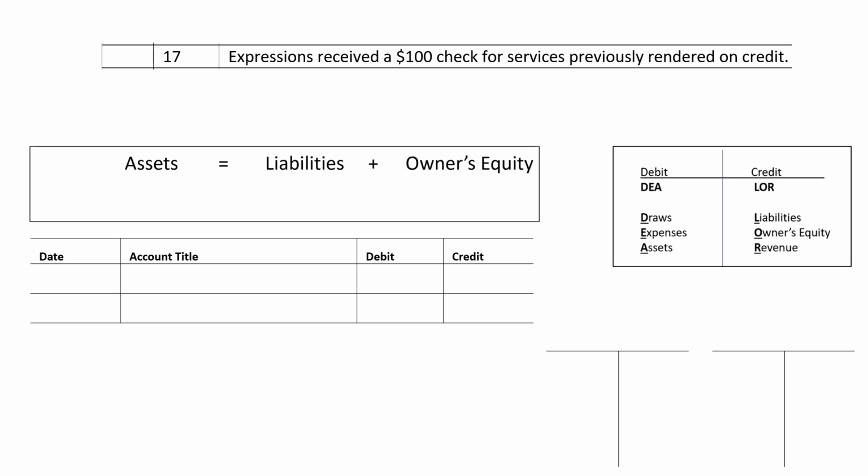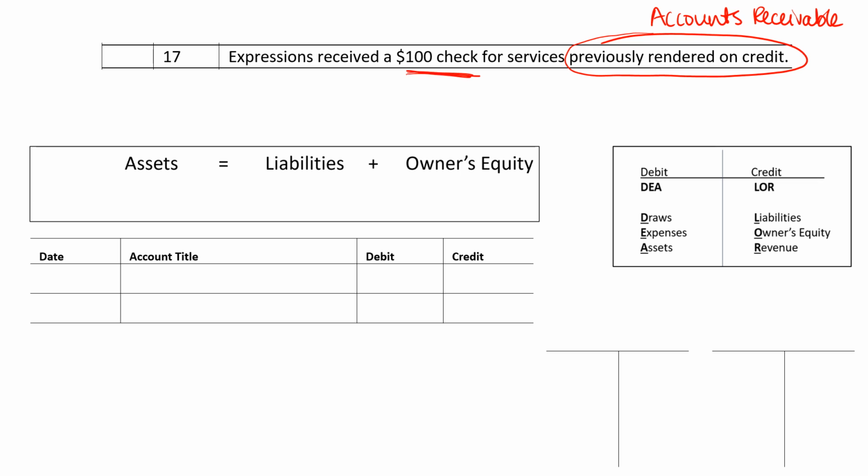December 17th, Expressions received a $100 check for services previously rendered on credit. So previously rendered on credit, just in the example before this, remember we recorded that with accounts receivable.